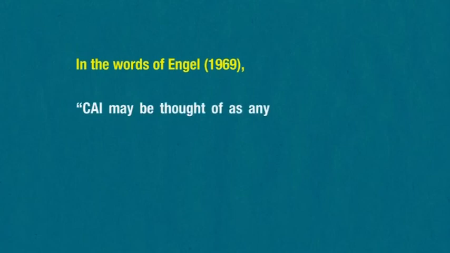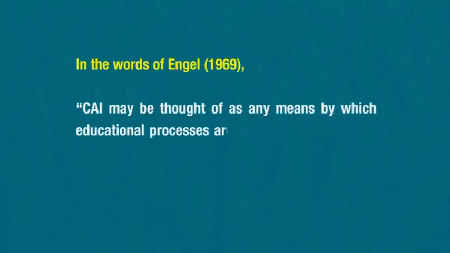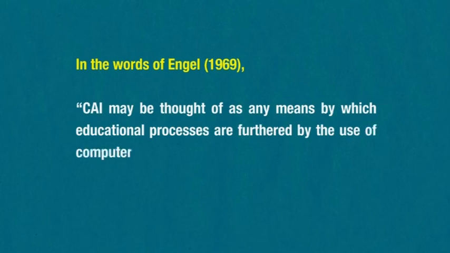The computer is programmed with the lessons which provide instruction to the students. It uses question-answer techniques and provides feedback to the students on the basis of their performance. In the words of Engel, CAI may be thought of as any means by which educational processes are furthered by the use of computers. Here, computers work as teachers. Through it, interaction between student and computer is possible. It helps in generating students' interest better than other conventional techniques such as lecture.